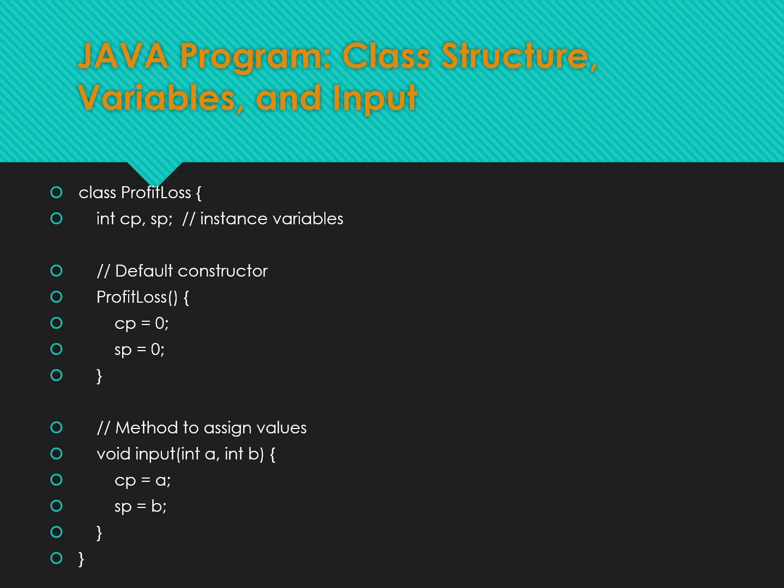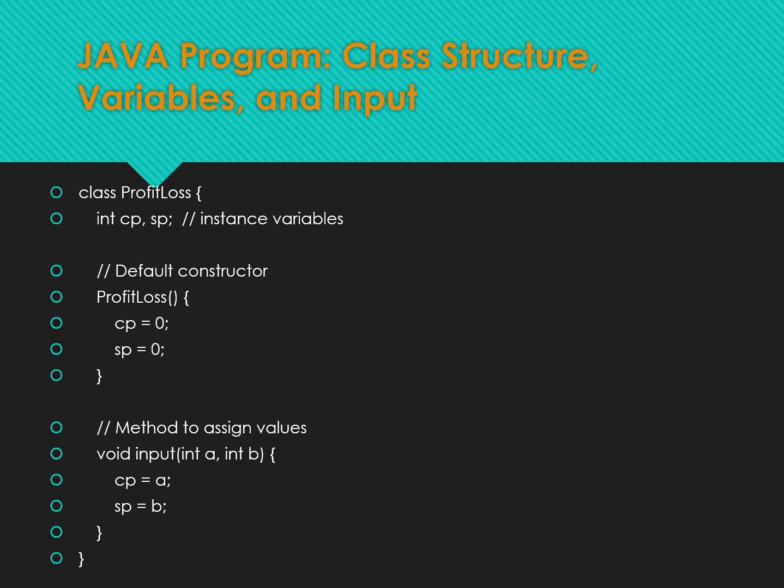Let's take a look at the structure of our class and how it's initialized. We start with the class definition, ProfitLoss. Inside this class, we declare two integer instance variables, cp for cost price and sp for selling price. Then, we write a default constructor. This constructor initializes both cp and sp to 0 when an object of the class is created.